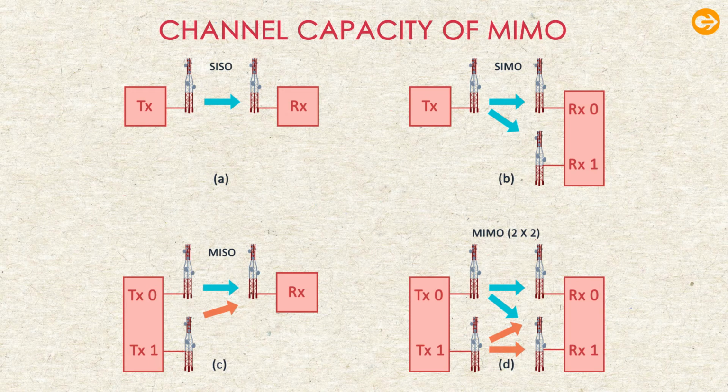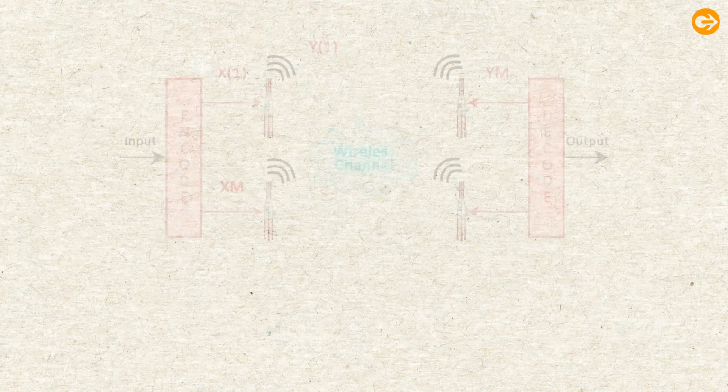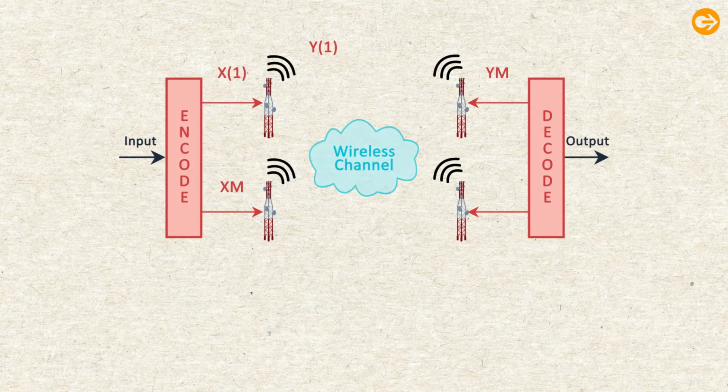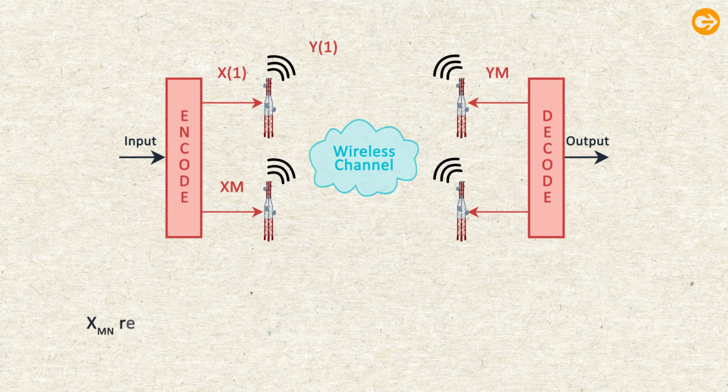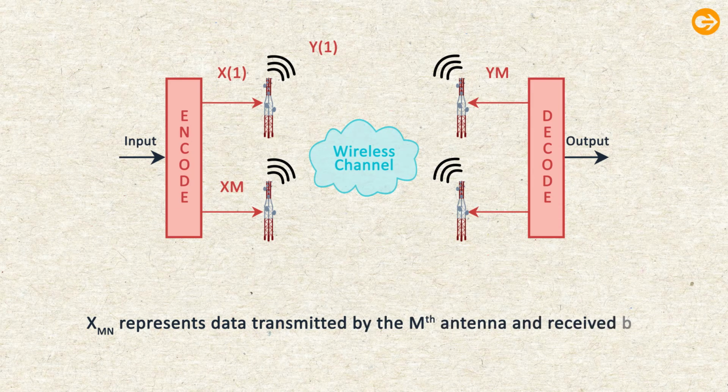The following figure describes the input bits of the data to be transmitted. The output bits stand for the original message for the receiver, while Xn symbolizes the code word. In MIMO systems, the space dimension is added due to the use of multiple antennas at both ends of the communication system. The two-dimensional matrix represents the code word data that is produced by the encoder at the transmitter side. Here, Xmn represents the data transmitted by the mth antenna and received by the nth antenna.